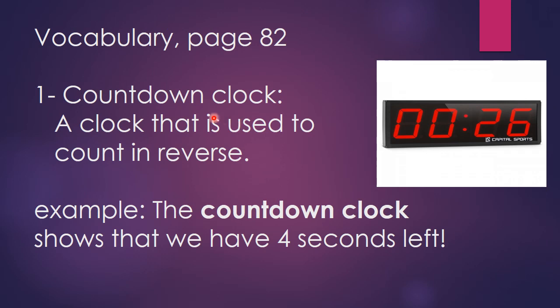So at first we have the vocabulary from page 82 in your student book. Alright, first one here is countdown clock. A clock that is used to count in reverse. It's like counting back, not forward like the normal clock. Example, the countdown clock shows that we have 4 seconds left. Okay, here it is in the picture.